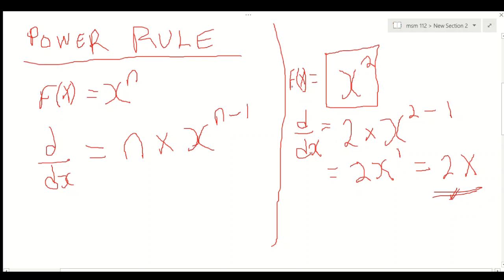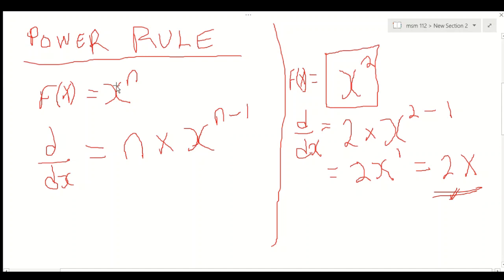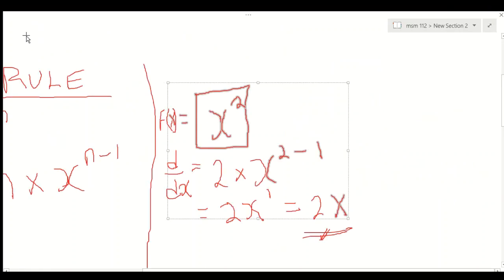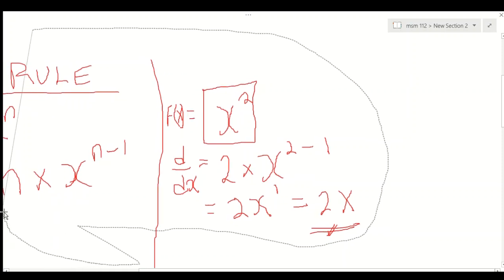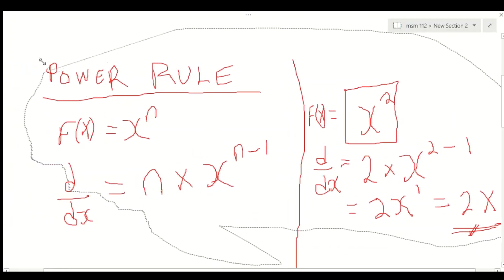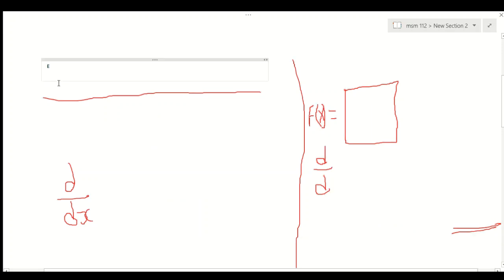There is one thing I would like to mention before you proceed any further, because you encounter this later when you do derivatives of implicit functions.